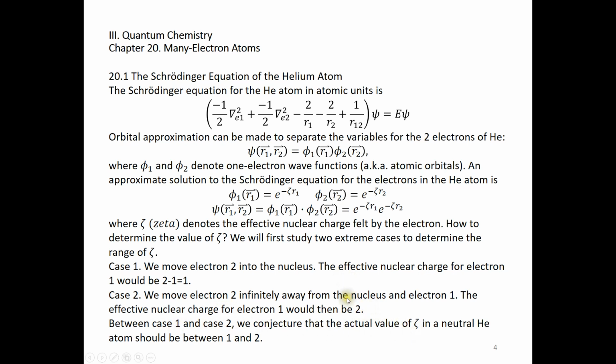So we consider two extreme cases, when r2 is 0 and when r2 is infinity. The real case should be in between. Therefore, the value of zeta, the effective nuclear charge, should be between 1 and 2.